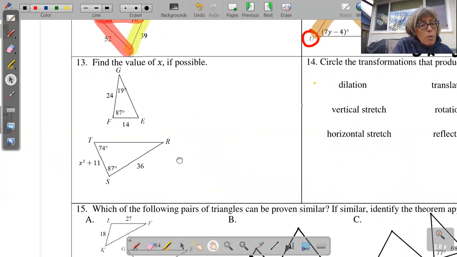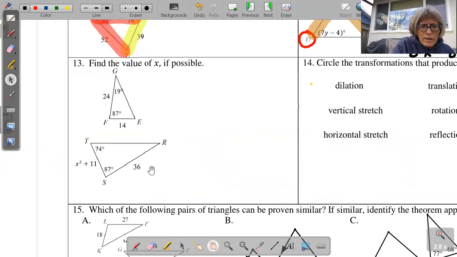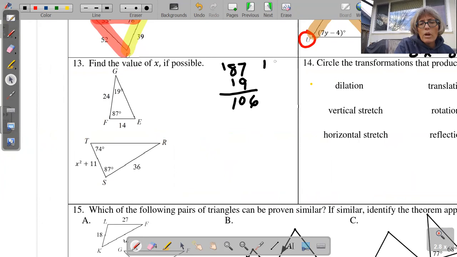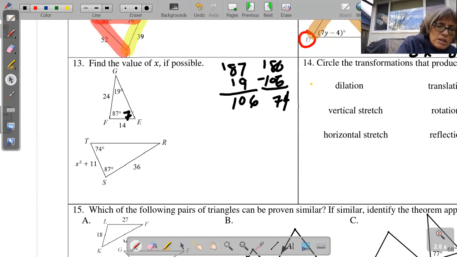Find the value of x if possible. So once again, we have to check for congruent angles. I have 87 and 19. So I'm going to add 87 and 19. I get 106. 180 minus 106, lo and behold, gets me 74. Aha! Which means this is 74, this is 19. So I know for a fact they are similar by angle.